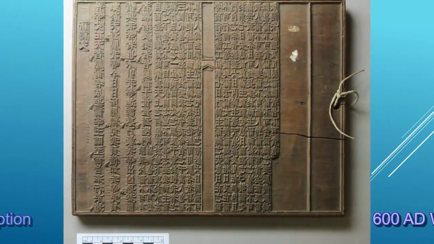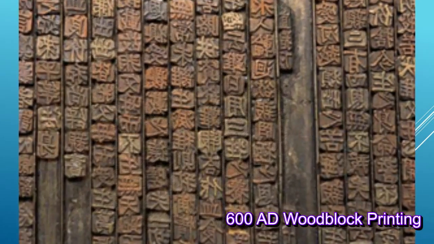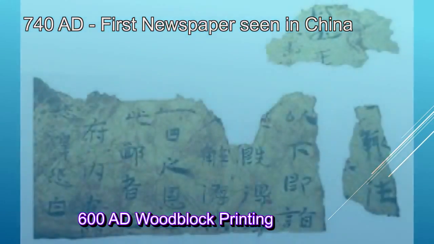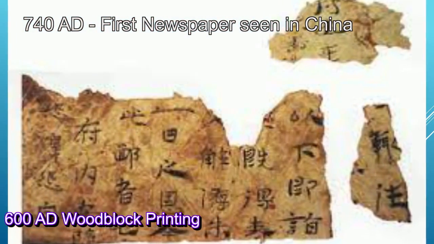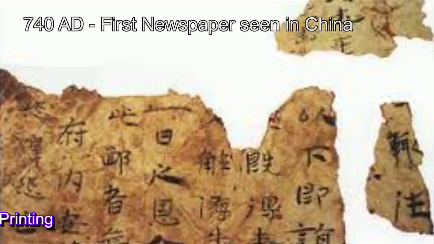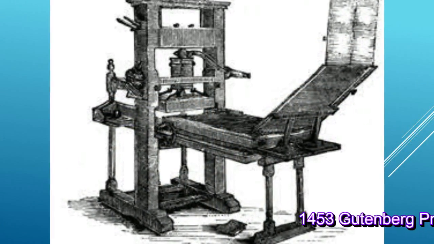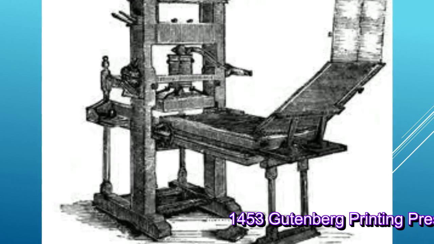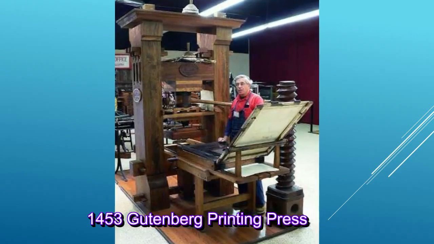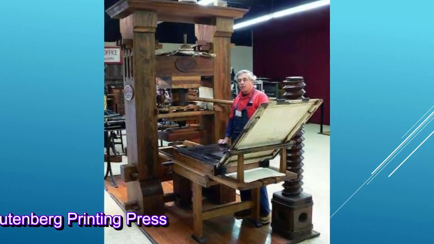In 600 AD, woodblock printing was invented, and by 740 AD, the first newspaper was seen in China. The printing press was introduced to the West in the Holy Roman Empire by Johannes Gutenberg in 1440. The printing of the Bible with movable type has then transformed society.